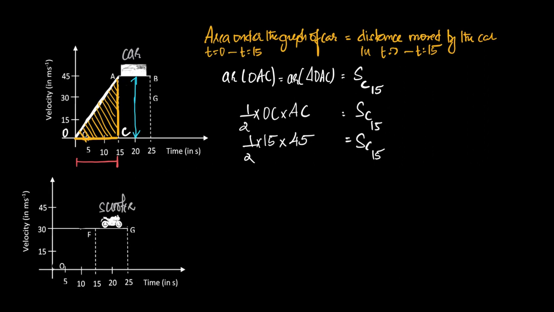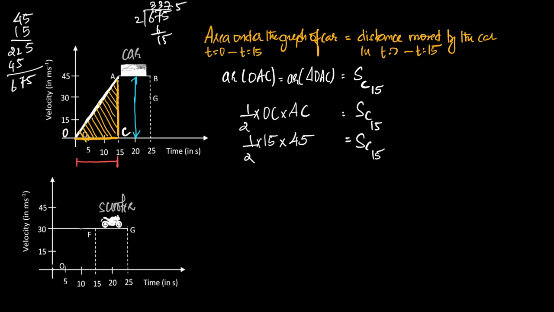Now 45 into 15: 5 fives are 25, write 5 carry 2, 5 fours are 20 plus 2 is 22, and 4 ones are 4, so we get 675. Then we have 675 by 2, which gives us 337.5.